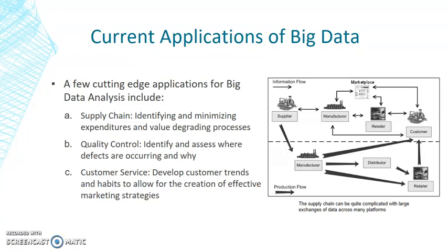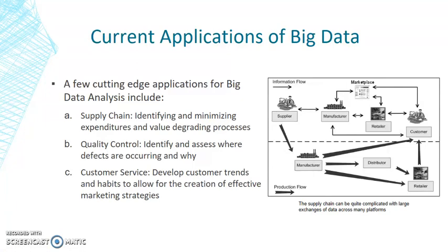The supply chain encompasses every step of the manufacturing process from acquiring raw materials to their eventual sale to retailers and customers. And at every step in this chain, there are inherent losses and expenditures. And by analyzing the data from these expenditures, companies are able to locate and minimize these expenditures and remove value degrading processes from the supply chain.